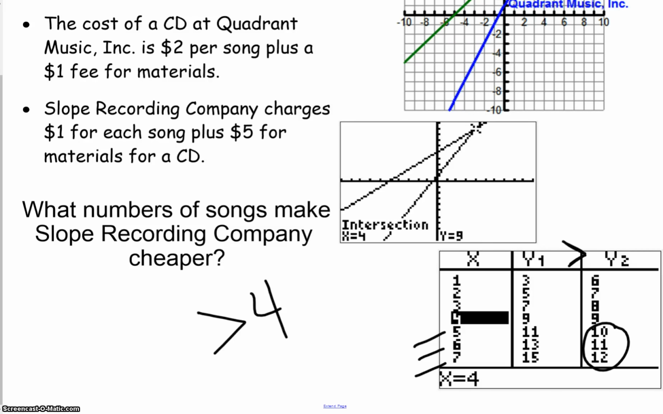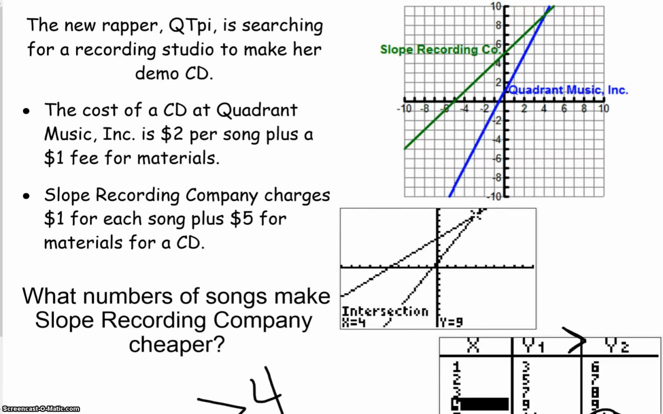Let's look at the graph though, because that's what's on your paper. Quadrant, the cheaper the cost is going to be the lower on the Y's. Okay, so quadrant is cheaper here. Once you reach that intersection point, it is no longer the cheapest. So above that, it's going to be more expensive. And then if slope continues, that's where it's going to be cheaper there.